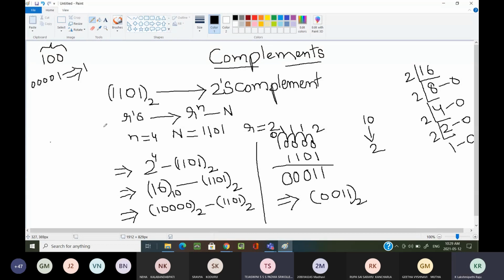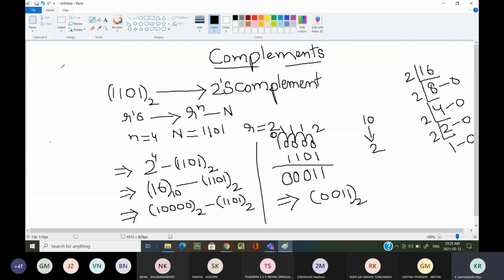Am I clear, sir? Yes, sir. Now that is the point. If you write down the 0, or if you do not write down the 0, it's not a problem for us. Now this is the 2's complement of the given number. Are you able to follow?